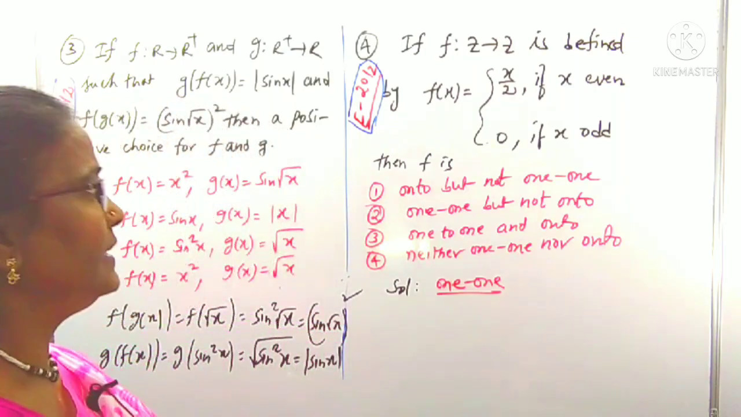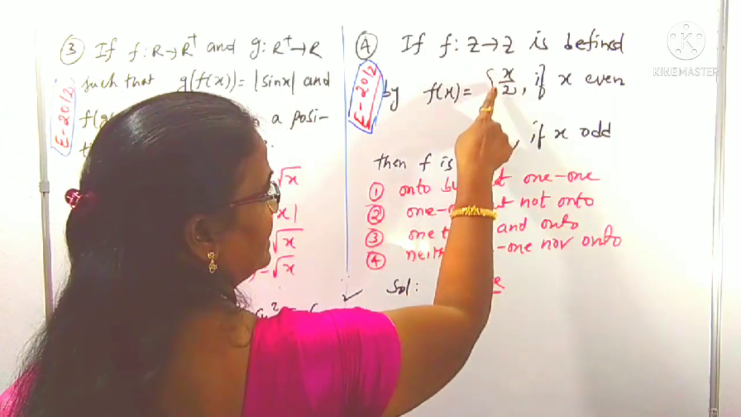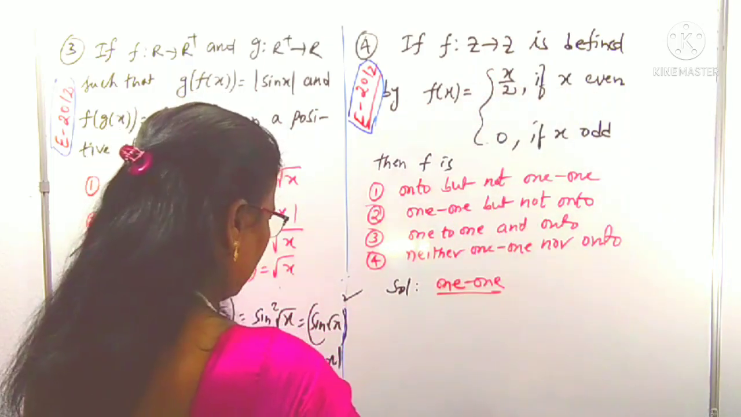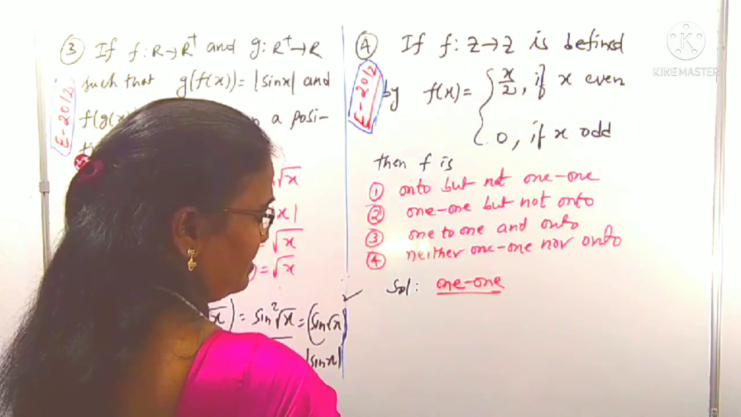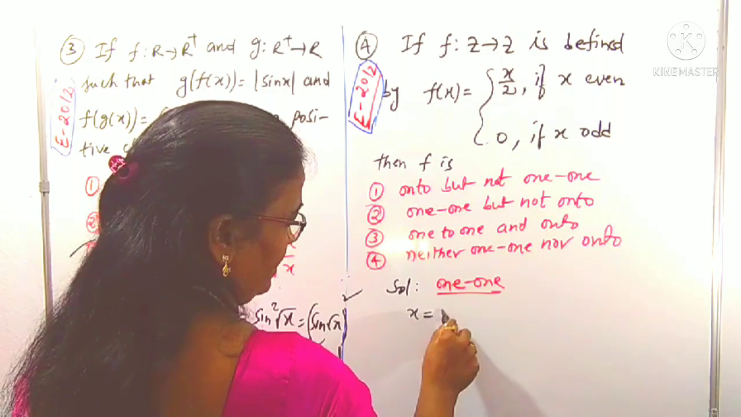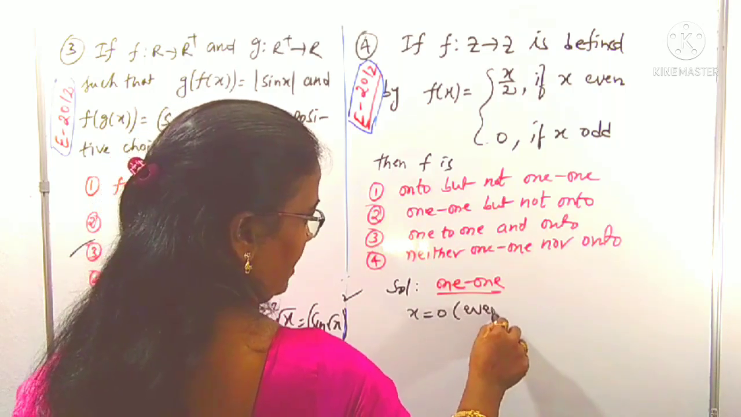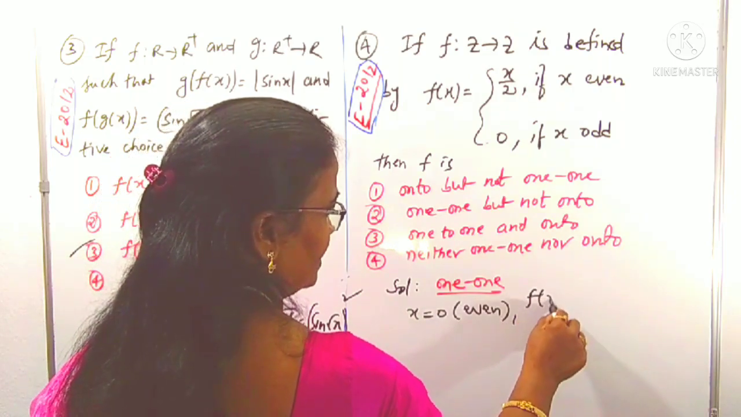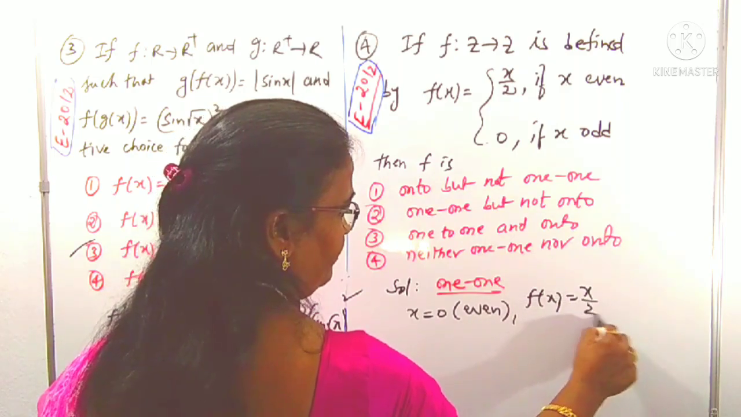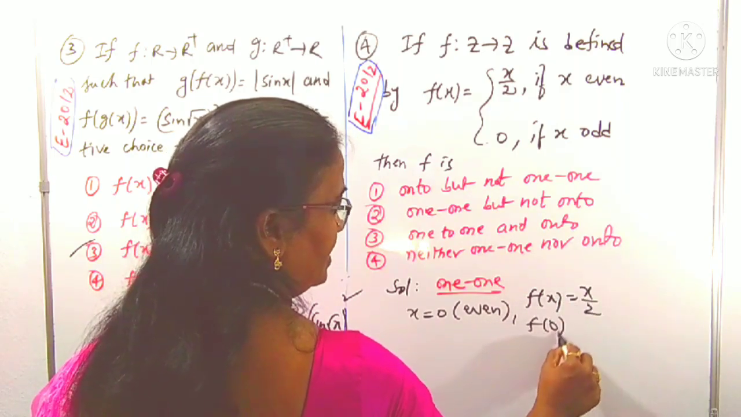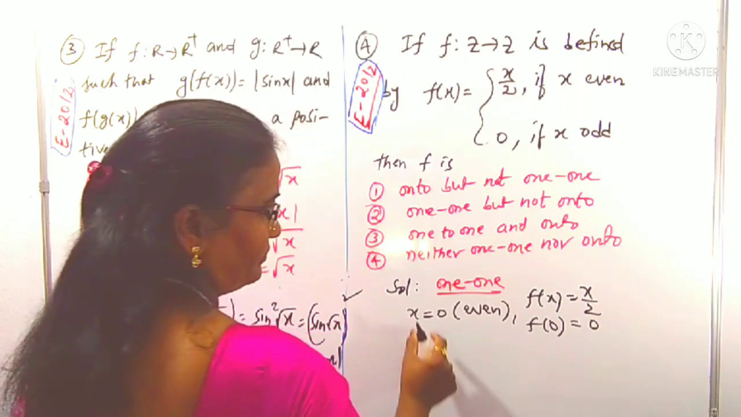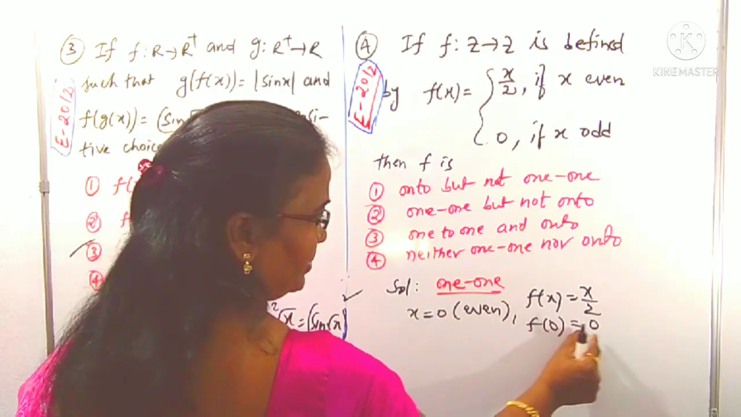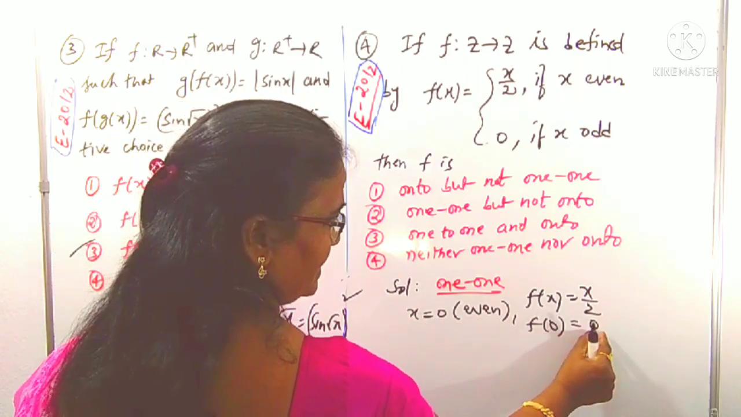We can observe that f of x is defined as x by 2 when x is even. Is 0 also an even number or not? x equal to 0 is an even number. And f of x means what? f of x is equal to x by 2 in case of even, and f of 0 is 0 by 2, which is 0. At x is 0, f of 0 is 0. What is the image of 0? It is 0.